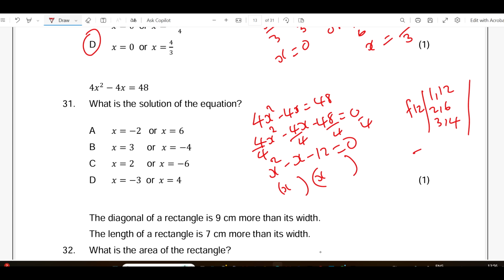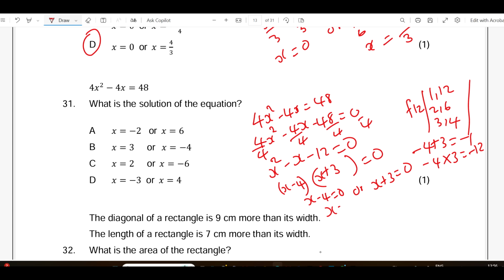It's going to be -4 plus 3 equals to -1. Minus 4 times 3, it's going to be -12. Minus 4 plus 3. Therefore, x minus 4 equals to 0, or x plus 3 equals to 0. X is 4, or x is -3. X is going to be 4. X is -3.